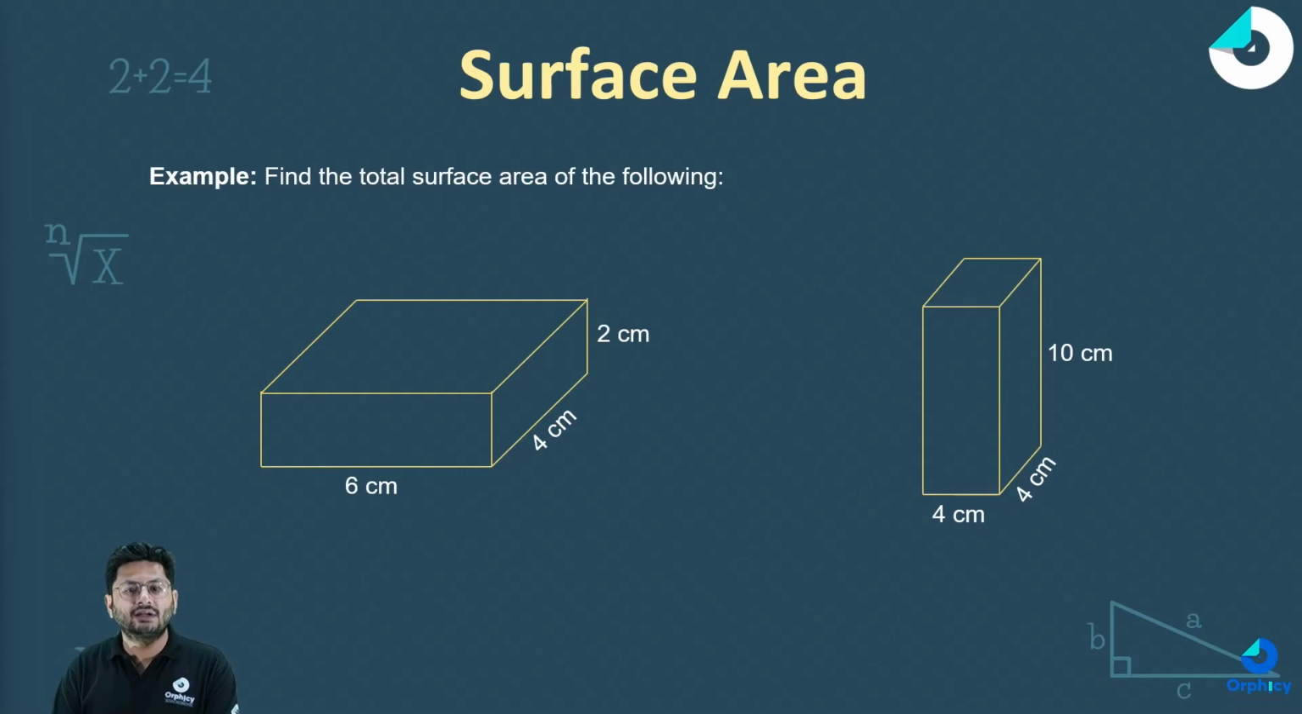Now a question comes, find the total surface area of the following. So in this, the surface area is twice of 6 into 4 plus 4 into 2 plus 2 into 6. So twice of 24 plus 8 plus 12, which is twice of 24 plus 20 and twice of 44, which is 88 centimeter square. Same goes for the second one. ये भी easily calculate होगा.